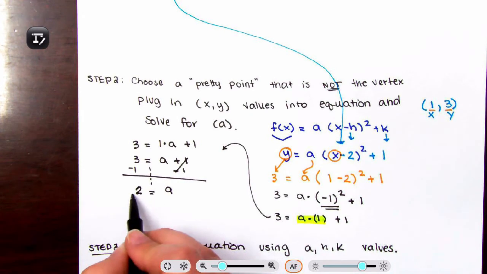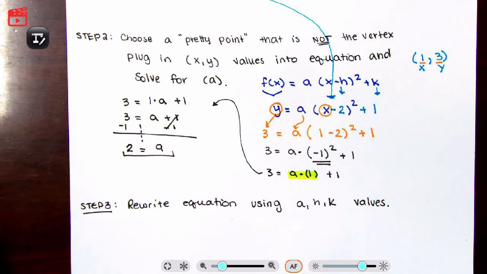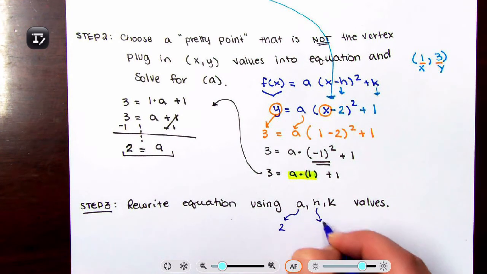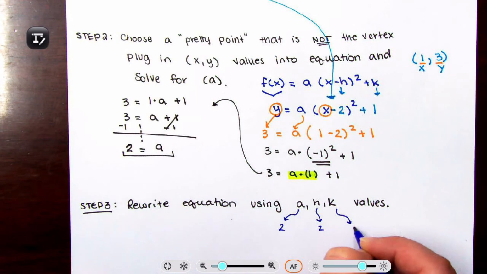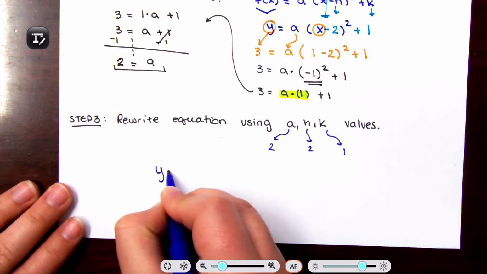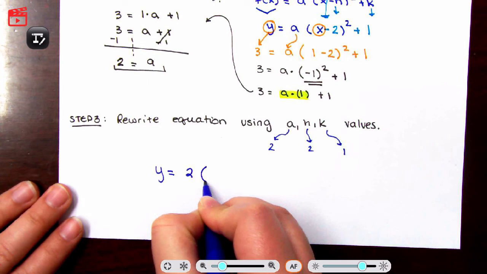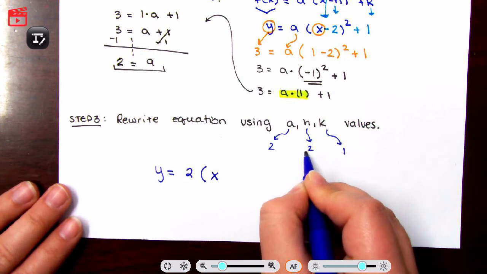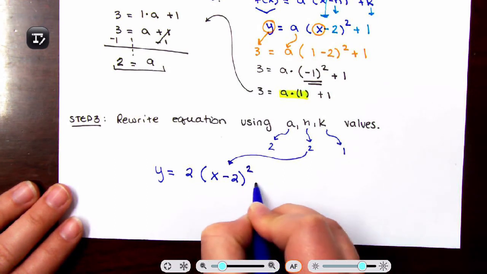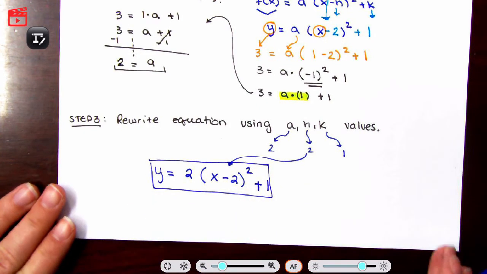Now that we have our a value, you're going to rewrite the equation using those 3 values. So the first one here is a is 2, h was 2, k was 1. When I'm rewriting my final equation, I have y is equal to, you can choose to write f of x instead, a, which is 2, times x. Again, you have to do the opposite of what we see, so I have a minus 2 here, squared, plus k, which is plus 1. And here's our equation in vertex form for the given function.